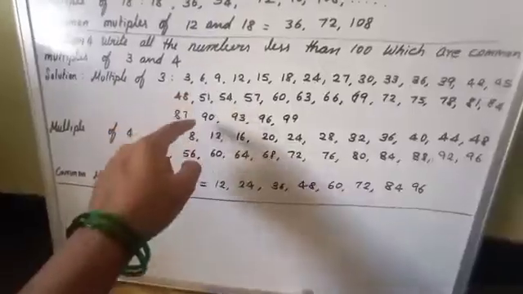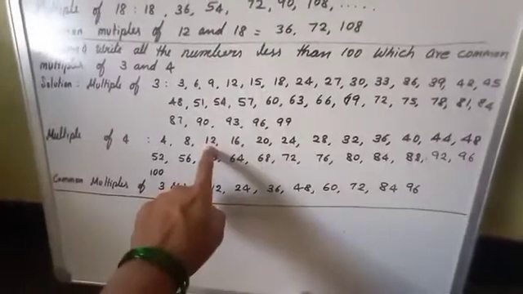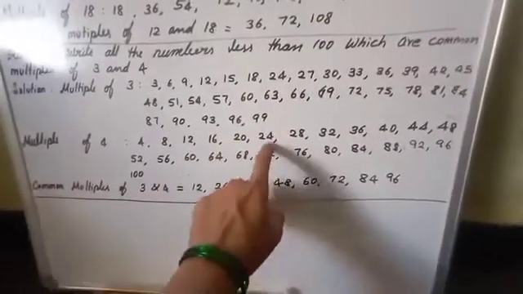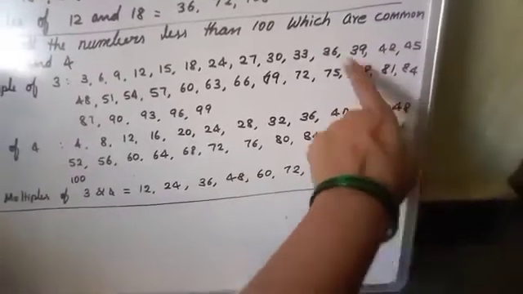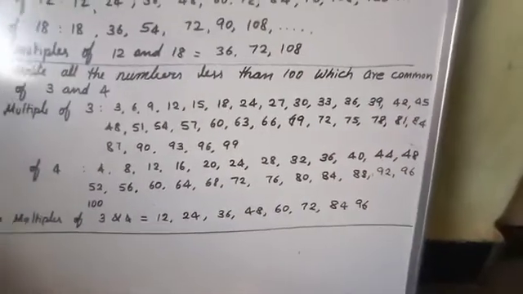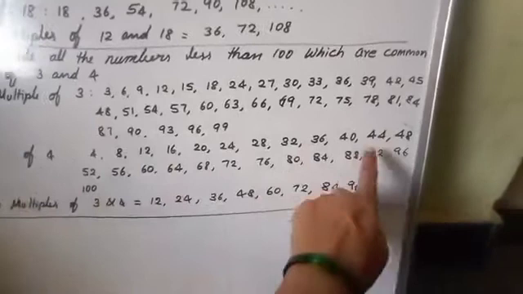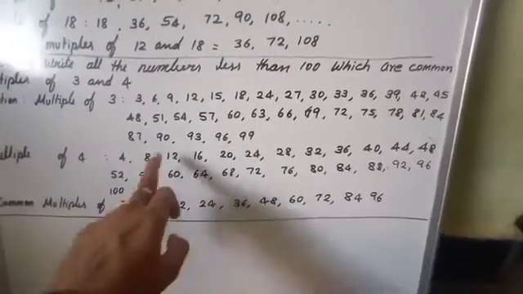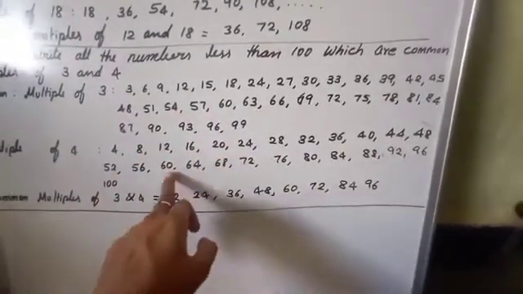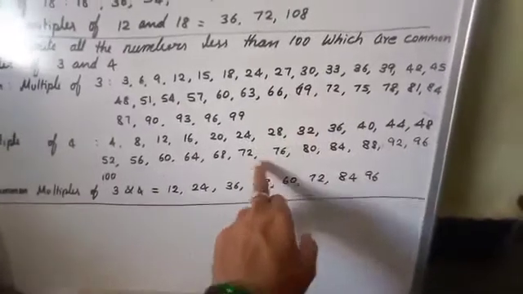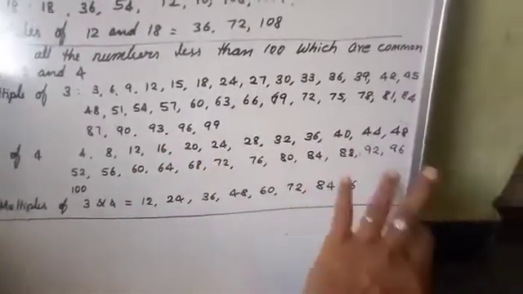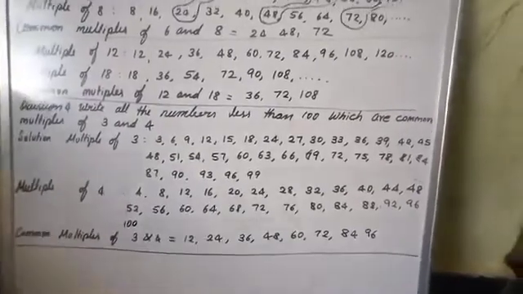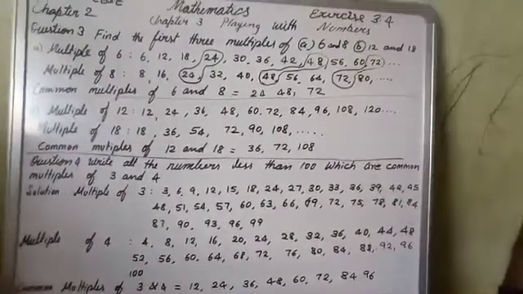But we can see the common ones. 12, 24, 36, 48. In this way we can find the common ones. 60, 72, 84, 96. Up to less than 100 we can find the common ones.